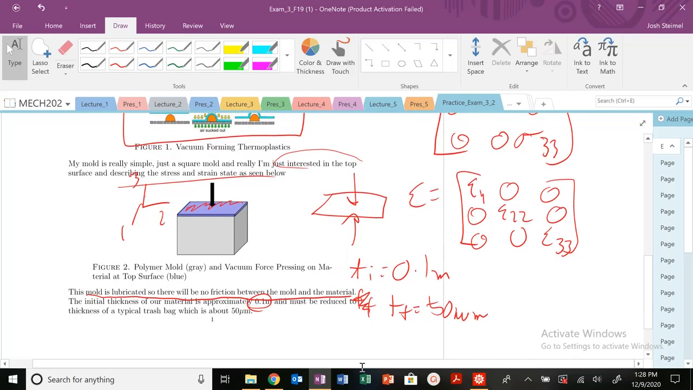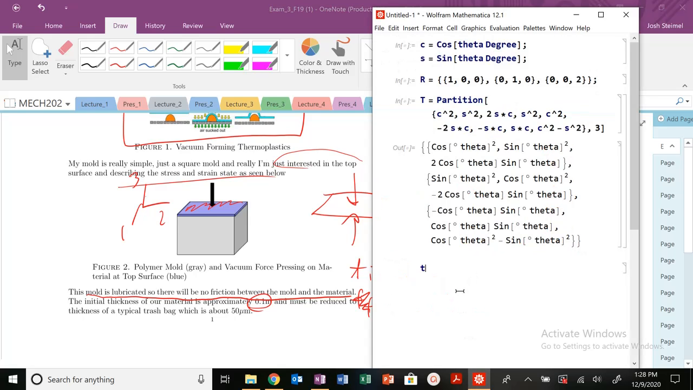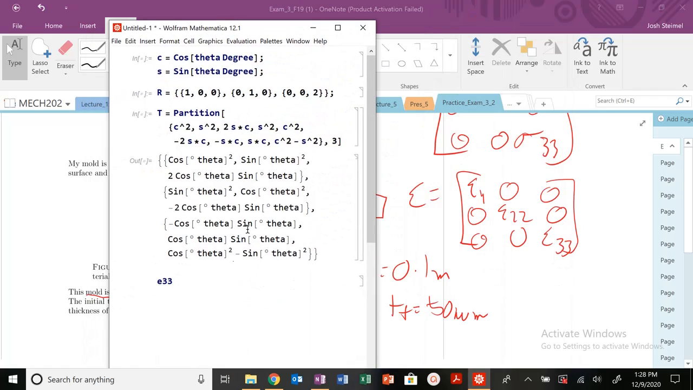Let's go ahead and start to solve this problem. Let's write out E33. E33 is going to be the final thickness, 50 times 10 to the minus 6, minus 0.1, divided by 0.1. That's going to be quite a large value of strain. Yes, quite large, but polymer materials can go all the way to values of strain of 10. So that's my strain in the 3,3 direction.